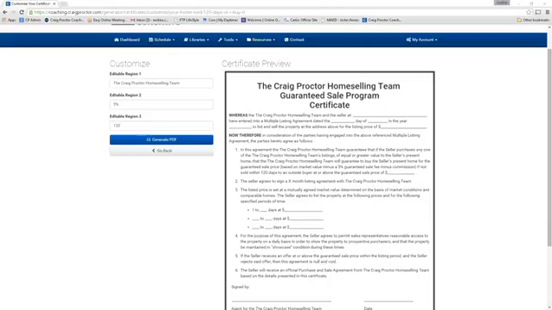It means that any seller that you're working with that gets an offer that is conditional on the sale of their home, you can remove that condition by guaranteeing their property will sell. If you don't sell it, you'll buy it.